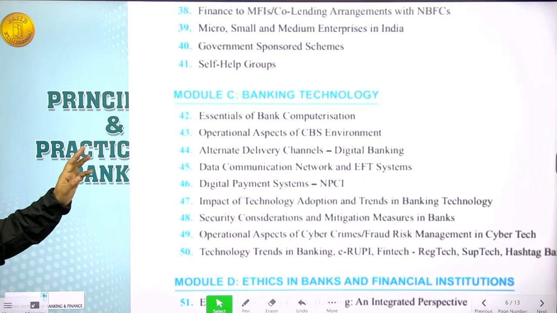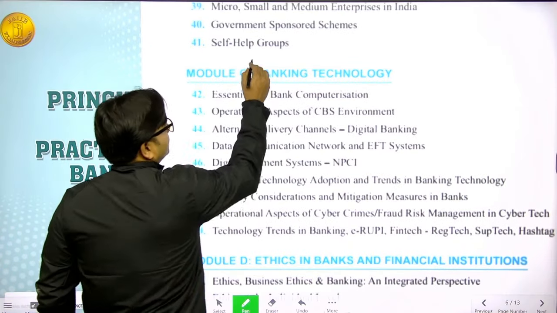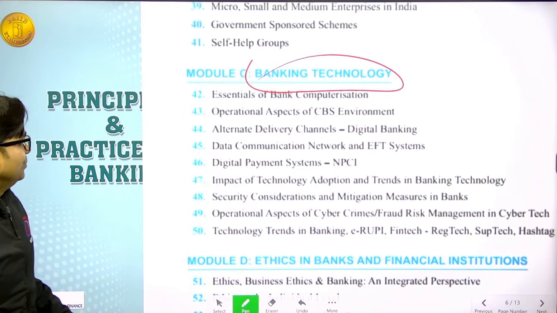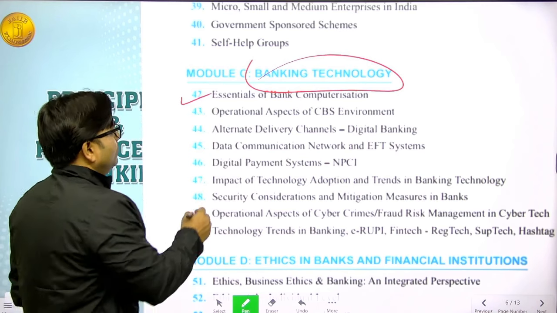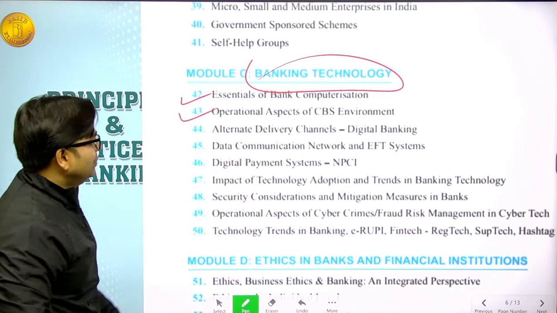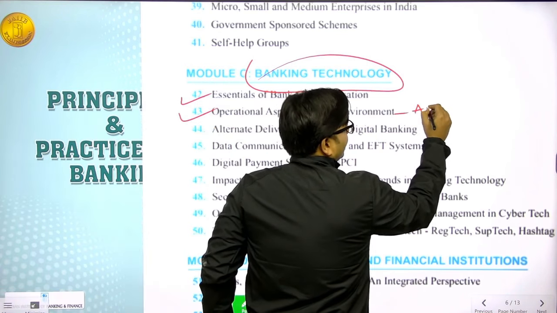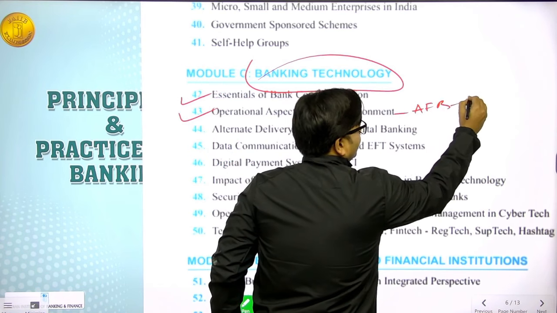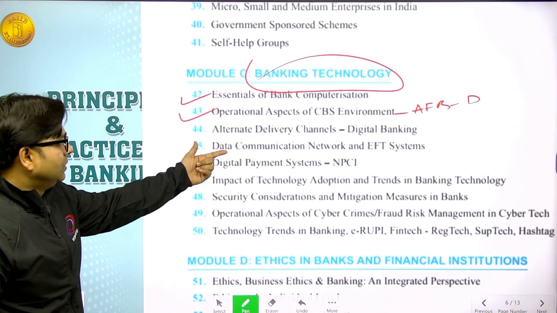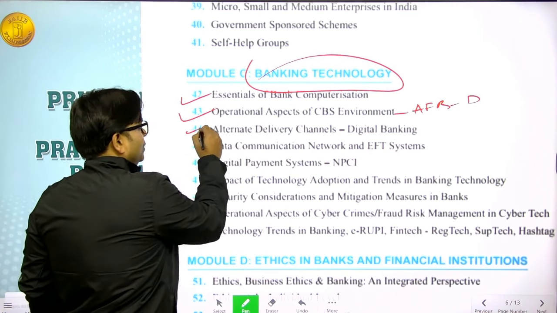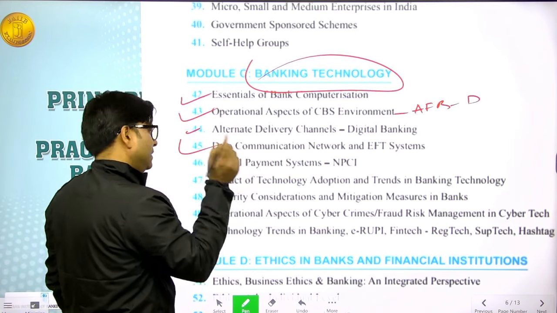See, module C, banking technology. Module C is banking technology. Okay, so I think there are no changes in essentials of bank computerization, operational aspects of CBS environment. This particular topic has been derived from accounting and finance for bankers, module D. If you remember, alternate delivery channels, digital banking was already there in module C of banking technology. Data communication network and EFT system was already there.